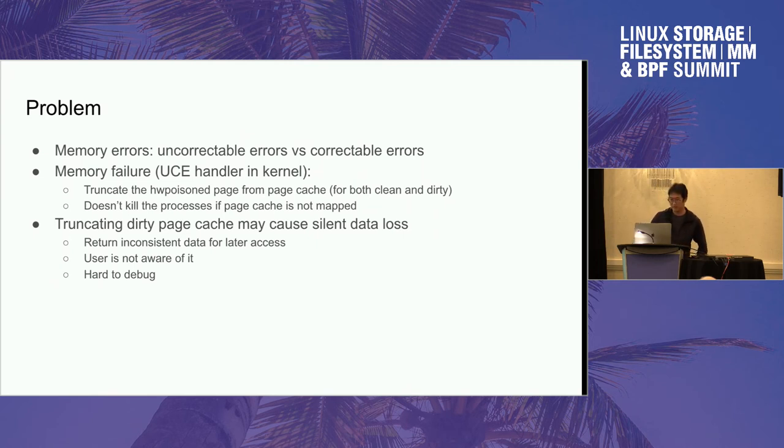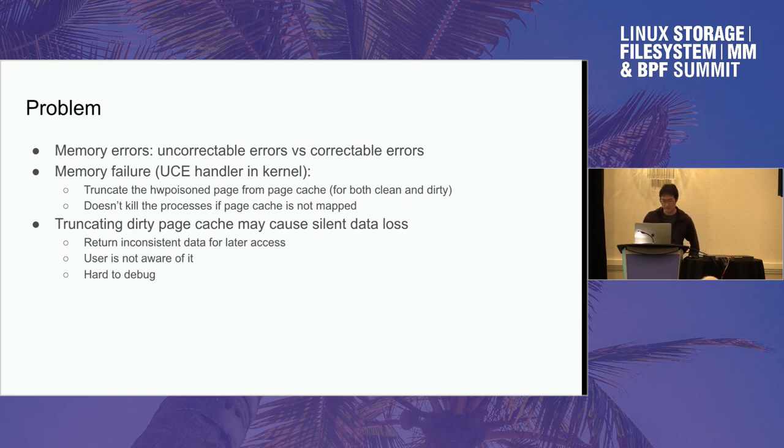The first one is uncorrectable errors. The other one is correctable errors. Uncorrectable errors usually mean the errors cannot be fixed by hardware, so your data is actually corrupted. Correctable errors mean the errors can be fixed by hardware, so your data is still consistent. And for the memory failure handler in the kernel, I'm referring to the uncorrectable errors.